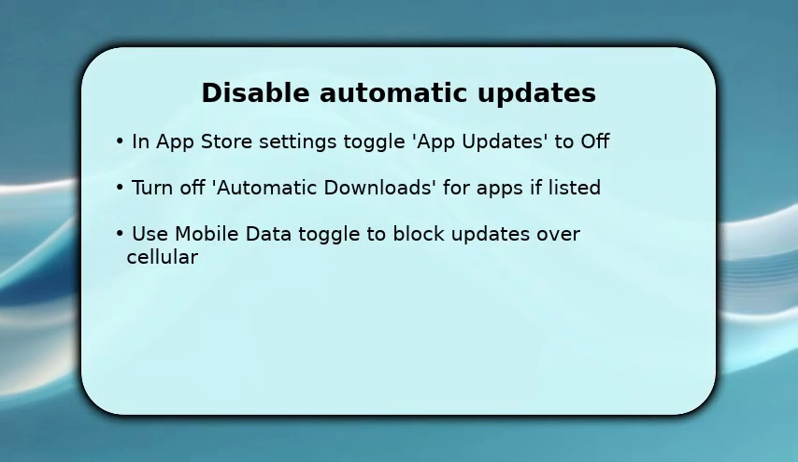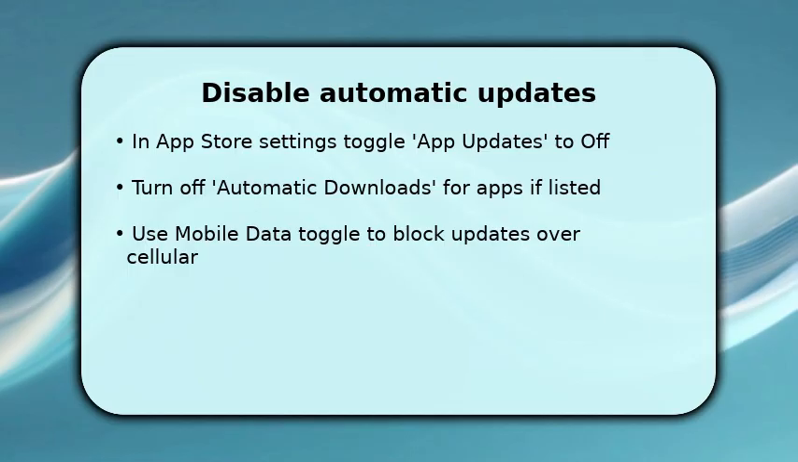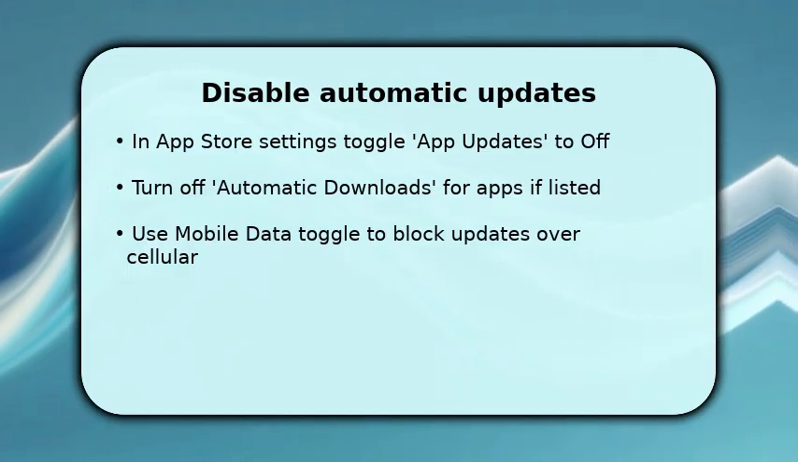You toggle app updates off in App Store settings to stop automatic installs. This prevents new versions from downloading without consent.